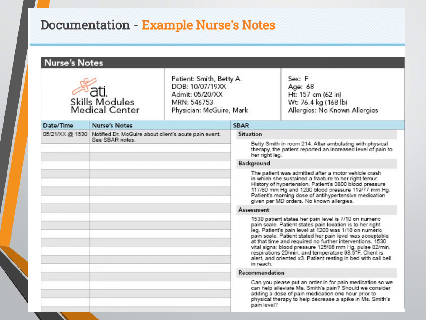So you see there for the recommendation, you've come up with a plan and you're basically asking the provider, can we do this? Can you give this patient something for pain? Because we know that she wasn't hurting before, but after ambulating with physical therapy, she had some pain. So if we can give her some pain medicine before she even ambulates with physical therapy, we can help decrease this patient's pain. So this is what a very good, detailed SBAR looks like.